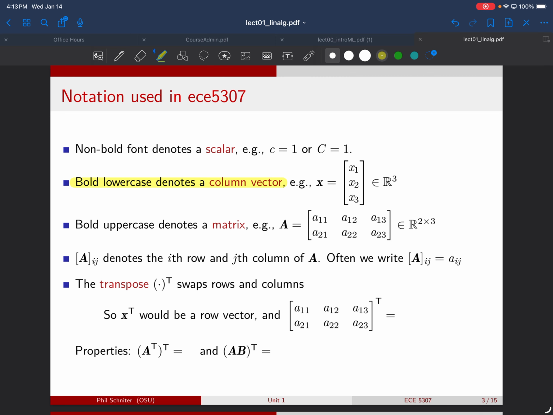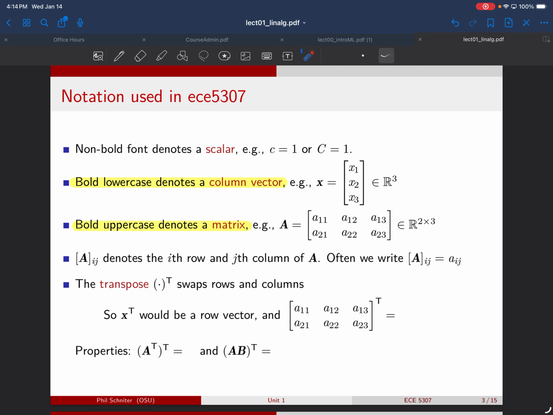Now, if you see a bold uppercase letter, that's going to denote a matrix. So here we have capital A bolded. That gives us a matrix. A matrix can have more than one row, more than one column. The reason that I'm using these notations is so that when you see an equation, you can immediately understand its structure. You don't have to search for some definition. How did he define, what is this A? What is this X? You know that it's a matrix, you know that it's a vector. And in particular, this is a column vector.